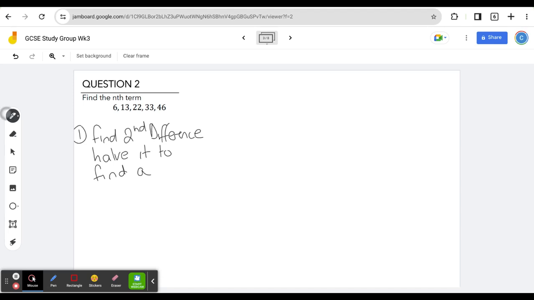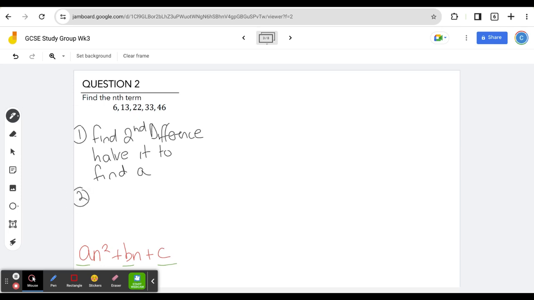So our final answer is going to look like this: AN squared plus BN plus C. That's what the answer would look like. And our mission is to find the value of A, B, and C. Some of them might be zero. You may not have a C or it may not have a B term. But that's the first thing we do: we halve the second difference, and that's the value of A.